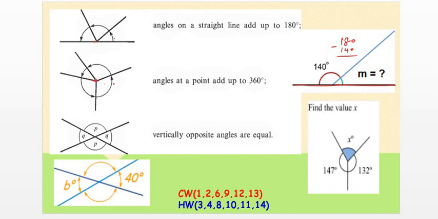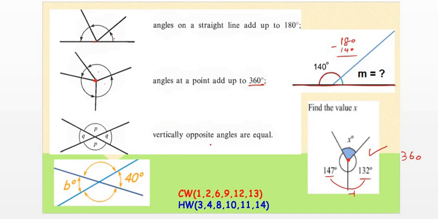Similarly, if you have angles around a point, the sum of all of them will be 360, and they can give you a question like this: find the value of x. You can clearly see that there are three angles around this point. One of the angles is x and the others are 147 and 132. So you will add these two first and then subtract from 360 to find the value of x.